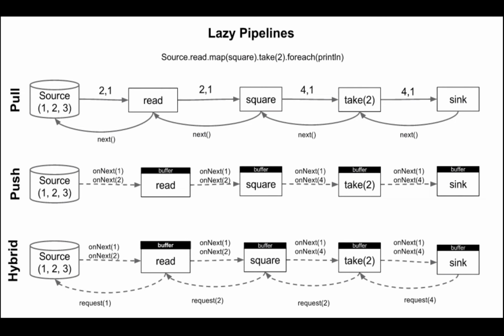For this hybrid pipeline, will we be able to set the buffer as a fixed length buffer or an unlimited buffer? You can configure it.